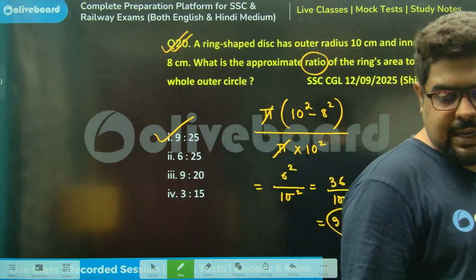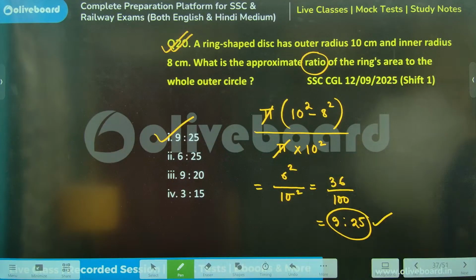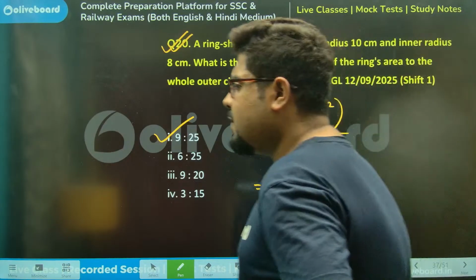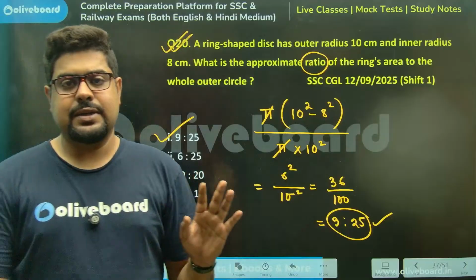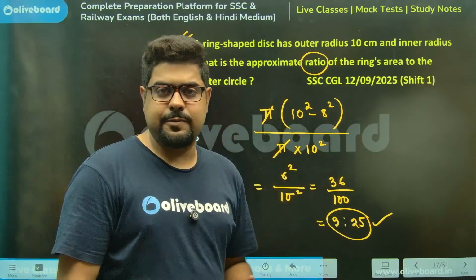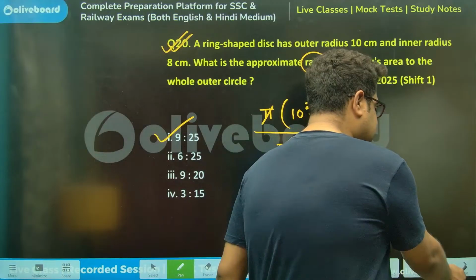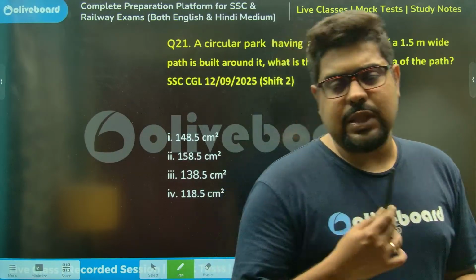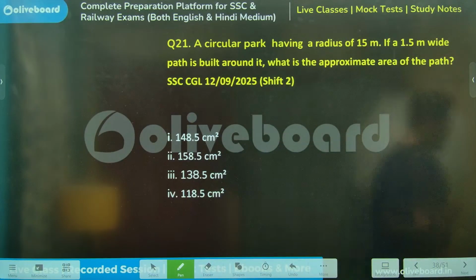Option number 1 is most definitely your correct answer. Again, a very simple question. I'm telling you, circle questions can never be very difficult. Circle questions are always going to be very simple, no matter what they give. It's all about whether you know the basic theories, yes or no. Next one, please. Circular park having a radius of 15 meter.